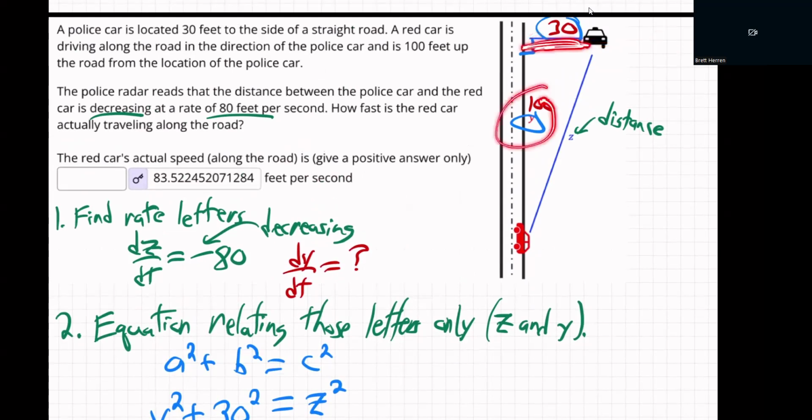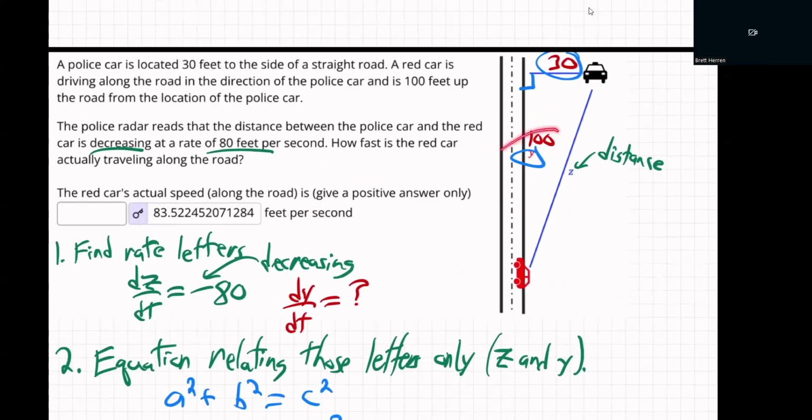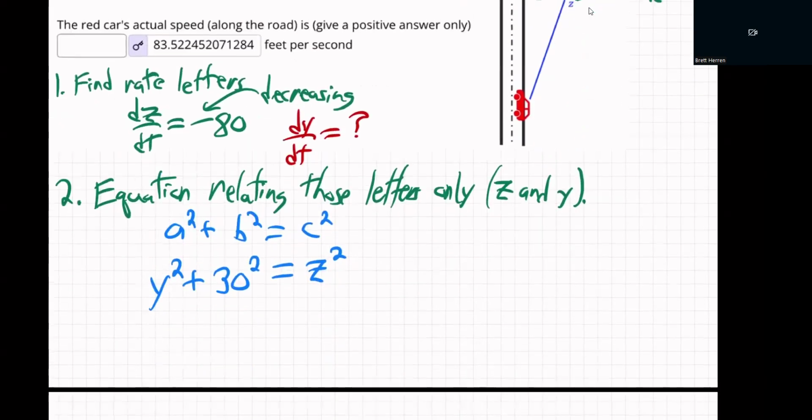Whereas this Y is changing as the red car moves closer. This Y is getting smaller and smaller and smaller. The Z is getting smaller as well. And plus, we want a relationship between Y and Z. So, of course, I need Y and Z. So when I say plug in the numbers at the end, I mean the numbers that are changing. The 100 is changing. The 30 is not. So the 30 is fine right now. It's never changing. But the 100 is. So we can't plug it in until the end.